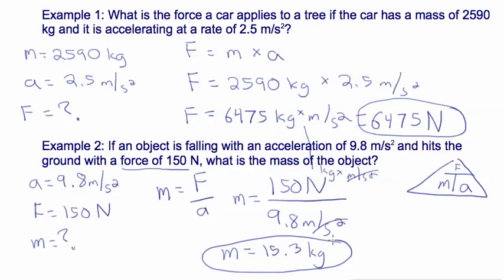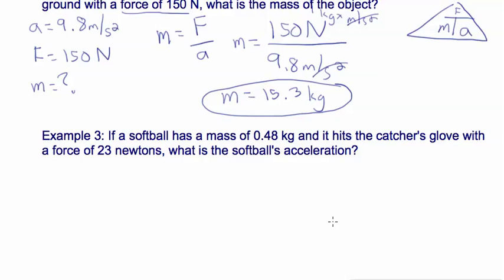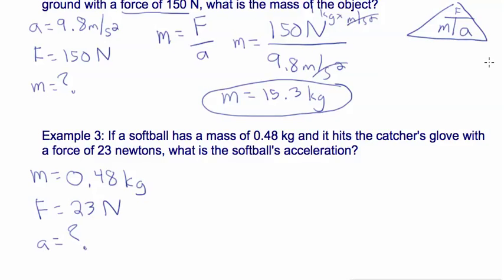Let's look at another example. If a softball has a mass of 0.48 kilograms, and it hits the catcher's glove with a force of 23 newtons, what is the softball's acceleration? So if we look at our triangle up here, a equals F divided by m. And it's important to note that this F is capital, where most of our symbols have been lowercase.